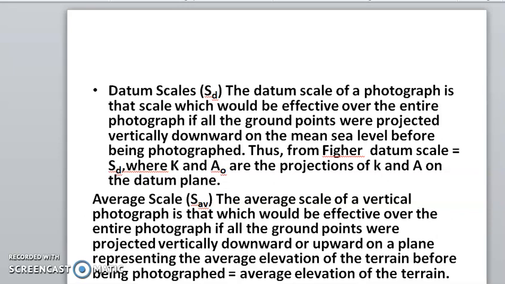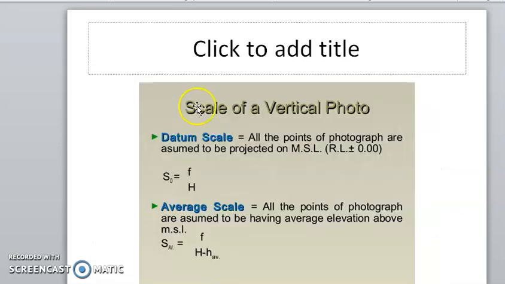There are two scales, datum scale SD and average scale SAV. This is the datum scale of the vertical photo, as if all the points are projected. SD is equal to f by H. The average scale SAV is equal to f by H minus hAV, the average elevation. These are the formulas we use: datum scale SD is equal to f by H, and SAV is equal to f by H minus hAV.